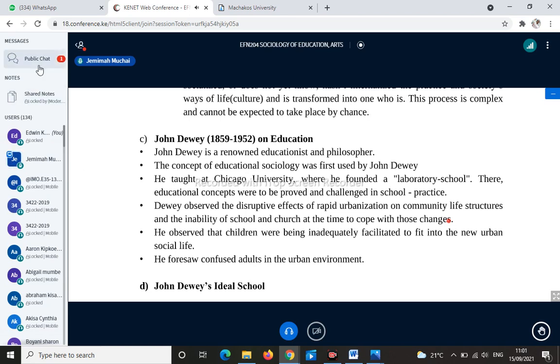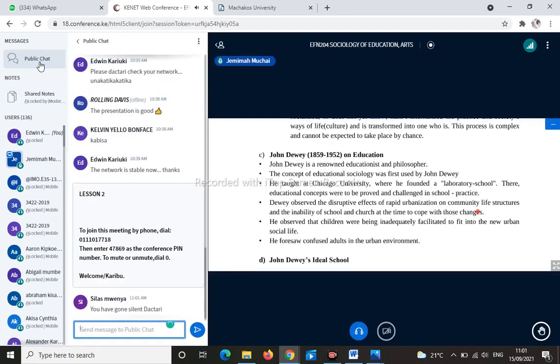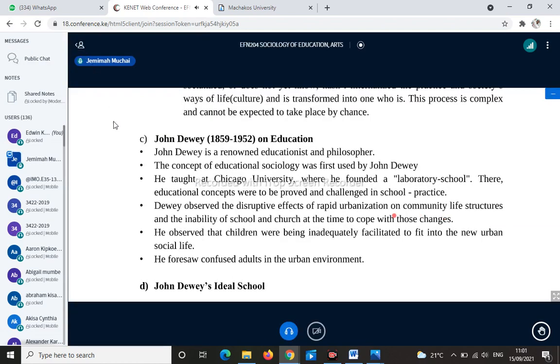People had a lot of problems because they had moved from rural areas where they had a particular way of living. Now they are in the urban centers. Houses are squeezed together. There are no playgrounds, etc. And children were suffering. Their parents were suffering. So there were a lot of social problems. And therefore, he observed the disruptive effect of rapid urbanization on community life structures, the way people do things in a community. They were maybe used to living in villages where they would help each other.